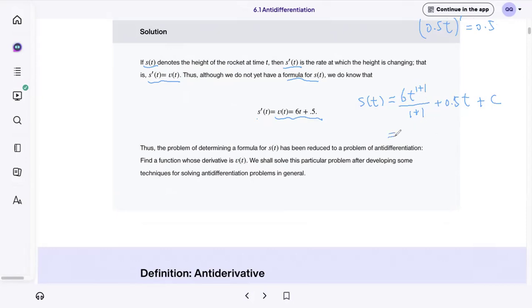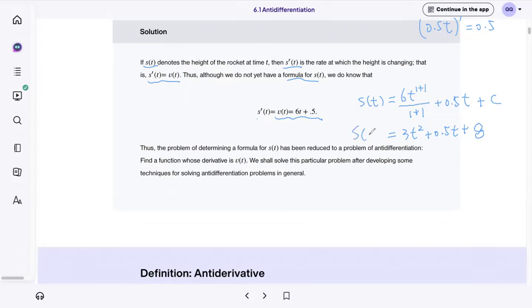So now let's simplify this. We have 6 divided by 2, which is 3, t squared plus 0.5t plus c. And how do we know c? c is given in the original problem: the top of the pad is 8. So c is given by the initial condition, 8. Initial means when t is 0, the height is 8. So that's why c is just 8.